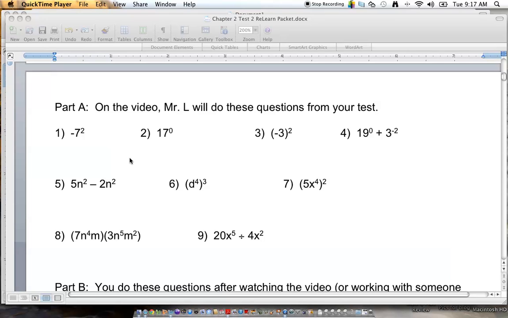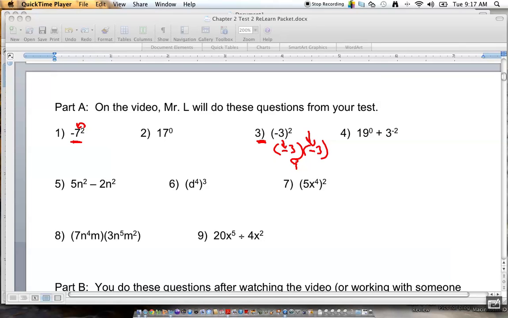I'm trying to get to the same points repeatedly from the first Relearn packet to now the second. And what I'm looking for on number one is that you understand that number one means that you have to square the 7 first, then negate it. There's a big difference between number one and number three. Number three means -3 times -3, which is +9. Remember, when I multiply by a negative, I have to change the first sign to positive. And 3 times 3 is 9.